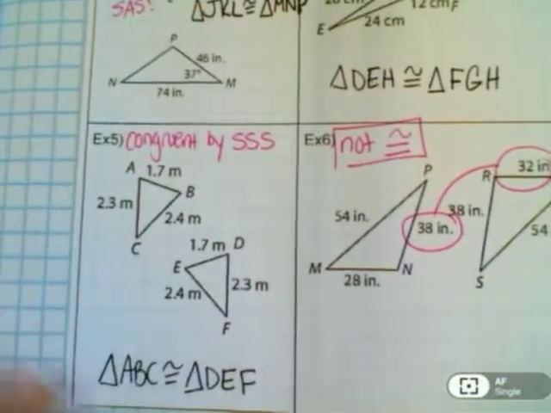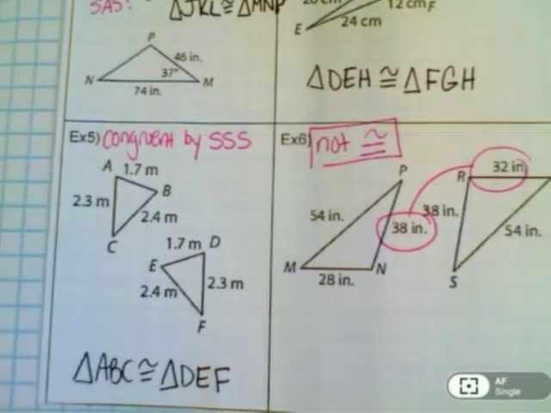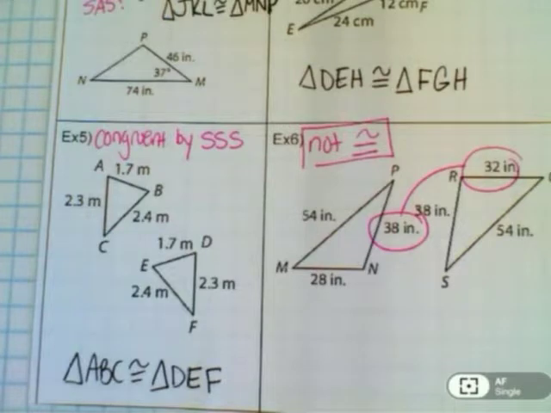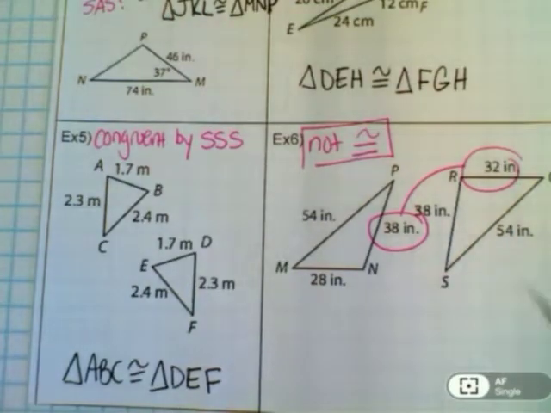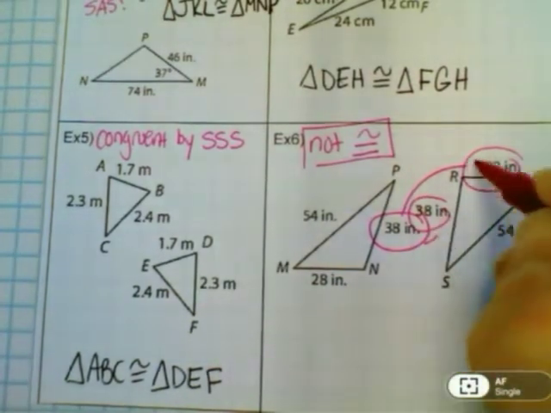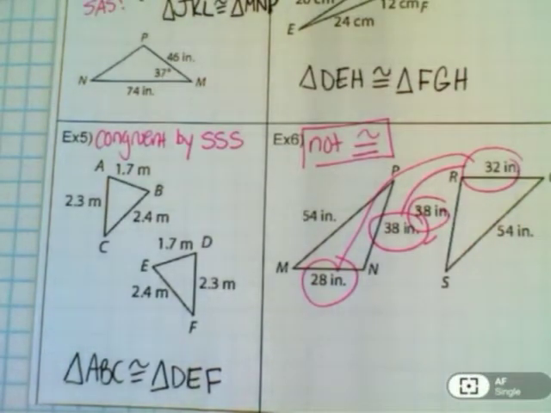5 and 6, these are congruent by side, side, side. There's the congruent statement, and then example 6, those triangles are not congruent. You might initially think side, side, side, but hopefully you caught that these 2 sides do match. It's these 2 sides that don't match, the 28 and the 32.